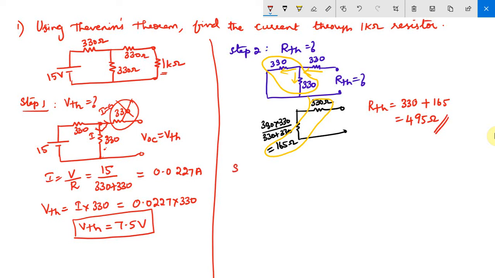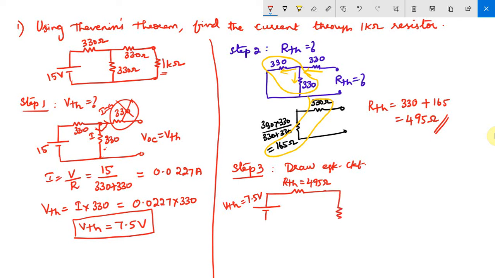Now we are going to draw the equivalent circuit in step 3. So we have VTH, and the value of VTH is 7.5 volt, and it should be connected in series with the RTH, which is equal to 495 ohm. That should be connected with the load resistance. So what is the load resistance for this problem? We are going to find the current through this 1 kilo ohm resistor, so this 1 kilo ohm is your RL. 1 kilo ohm is equal to 1000 ohm, so RL is equal to 1000 ohm, and the current flowing through this RL is IL.